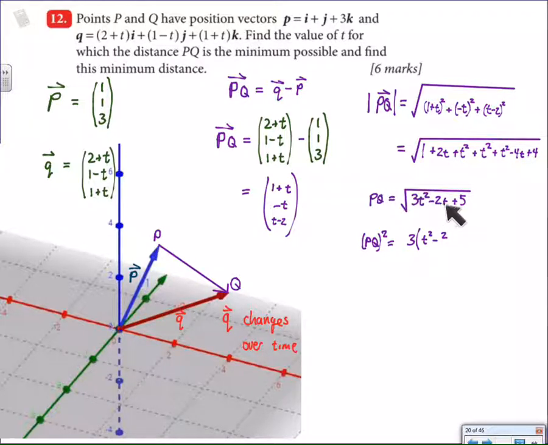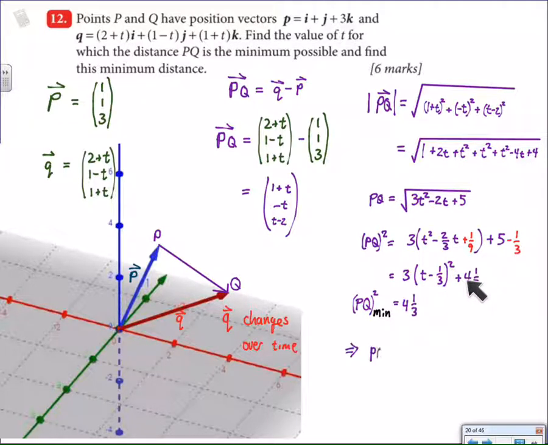However, underneath the radical is a parabola, and since it's a parabola opening up, it will have a minimum, and that minimum will occur at its vertex. So just to show this work, I'm going to complete the square, which is one way of finding the vertex, and I find 4 1/3 is the lowest value of that parabola. So we just have to find out at what time that happens. It happens when t equals 1/3. So if t is equal to 1/3, that gives the smallest distance possible for the line segment PQ, and that smallest distance is the square root of 4 1/3.